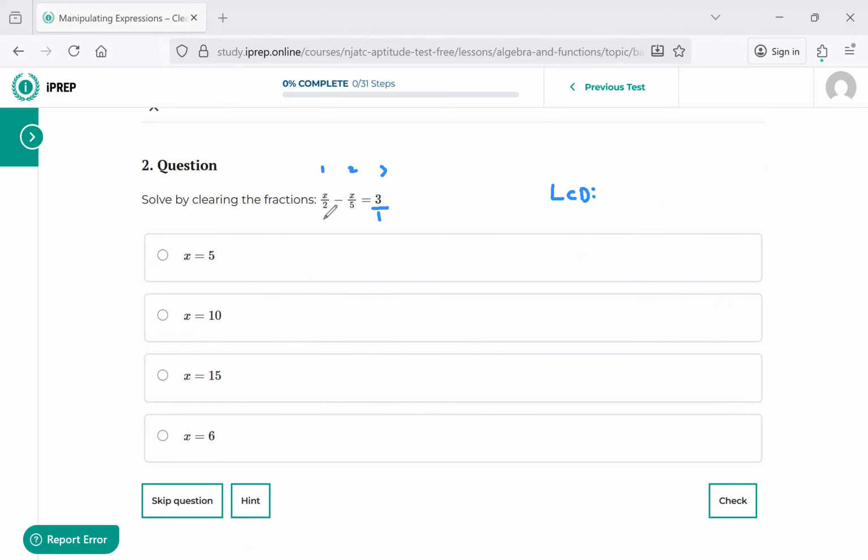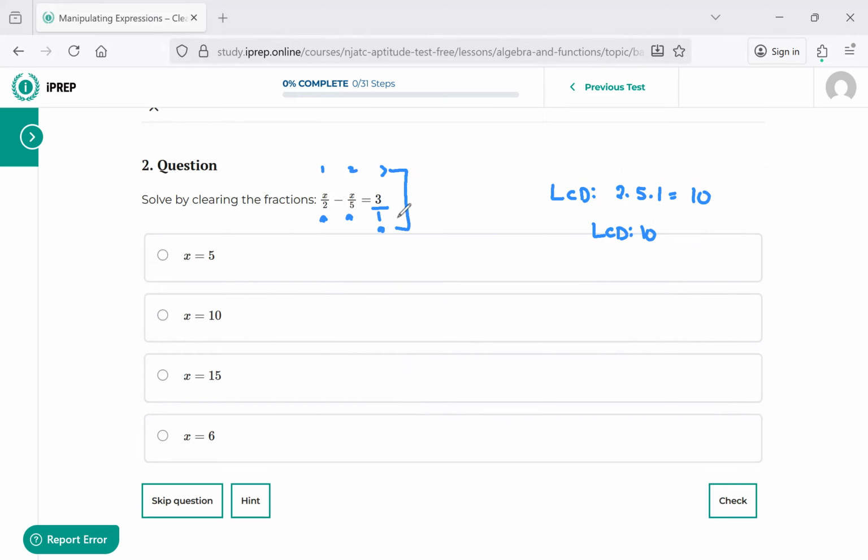You look at the number in the bottom. We have a 2, we have a 5, we have a 1. And the good news is they're all in the primest form. It cannot be broken down. And they're all different bases. We have a base of 2, a base of 5, and a base of 1. Nothing is repeating. So if you have different bases and in the most primest form, just put it all together. 2 times 5 times 1 is 10. So that's why our LCD is 10.